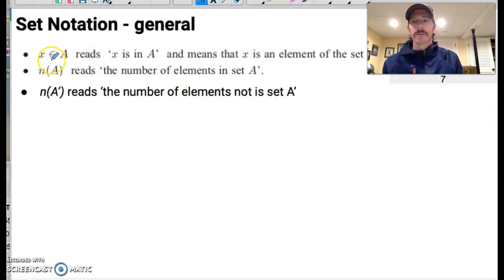Here's some more notation. Funny, I always think of this as an E. That literally means that x is in set A, an element that lives in this set. This is the number of elements in set A, and this would be the number of elements in the complement of A, or the number of elements that are not in A. You see this little markup here; it's referring to not in set A.